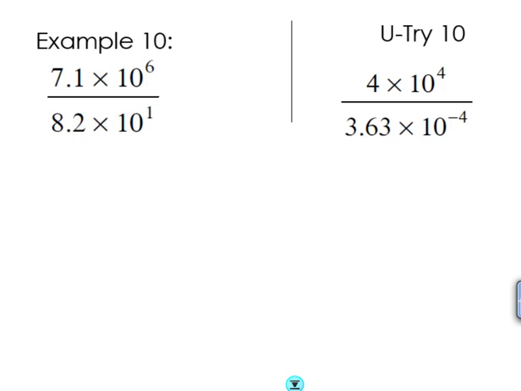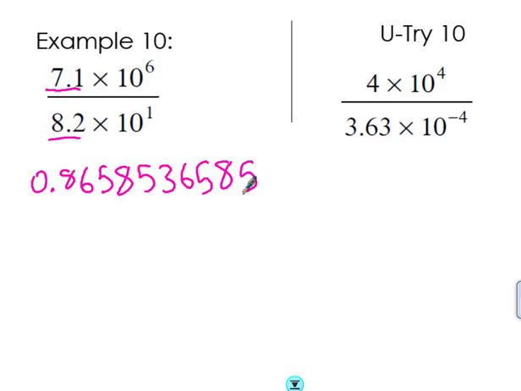Let's look at our next example. 7.5 times 10 to the 6th divided by 8.2 times 10 to the first power. If I do the division with the coefficients, I'll get 0.8658536585. And we still have the tens part to divide, and if I have 10 to the 6th power divided by 10 to the first power, we'll have 10 to the 5th power.